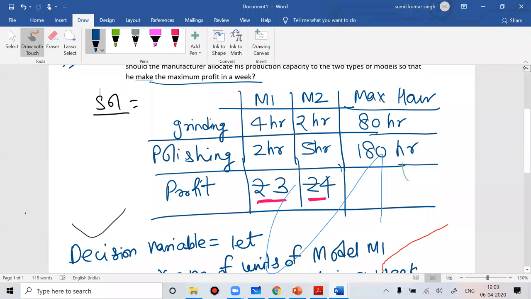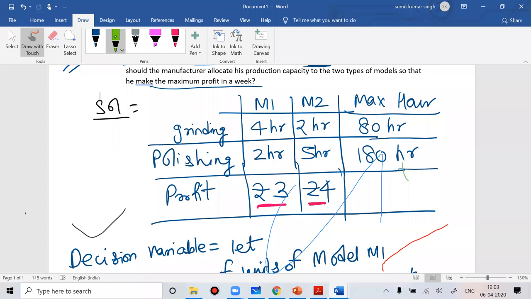Now, they have a constraint. They want to maximize the profit, and the maximum profit is 3X1 plus 4X2. In order to maximize the profit, what is the constraint they have? The grinding can be done for a maximum of 80 hours in a week. The polishing can be done for a maximum of 180 hours in a week. So grinding they cannot do more than 80 hours, and polishing they cannot do more than 180 hours.